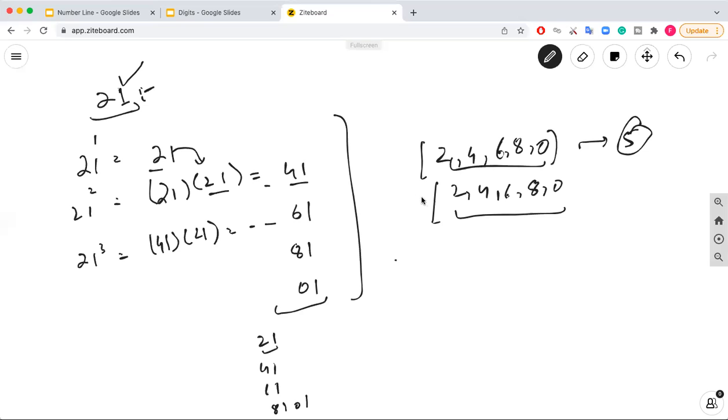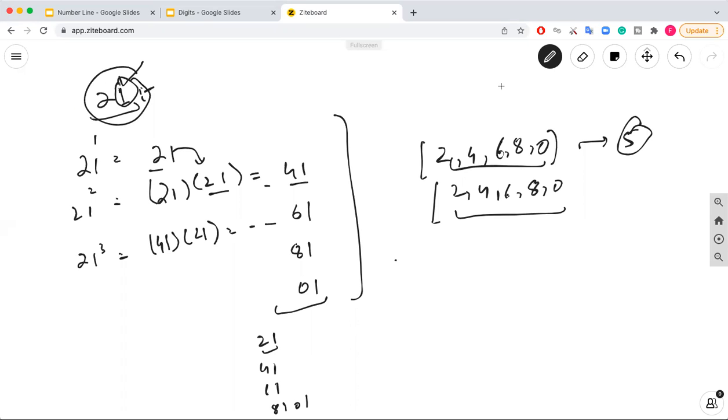So both are the same for tens digit and unit digit. In the case of the unit digit, you only need to consider the last value, but for the tens digit, you need to consider both of these values. That's the only main difference between the tens digit and the unit digit.